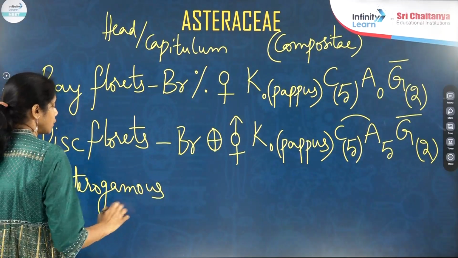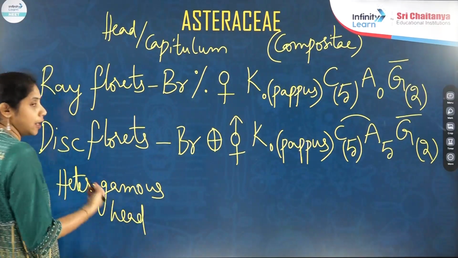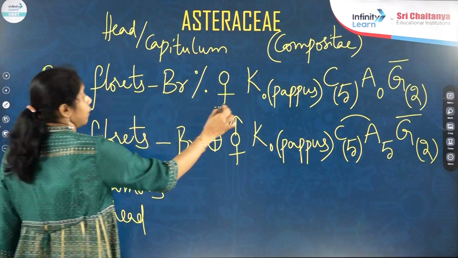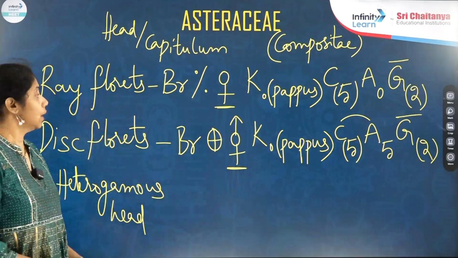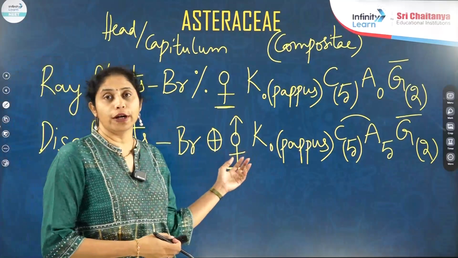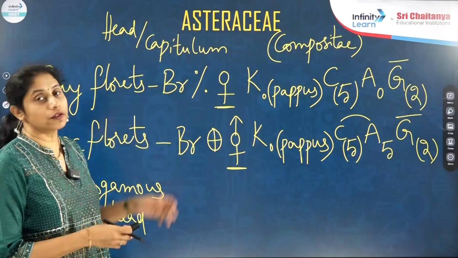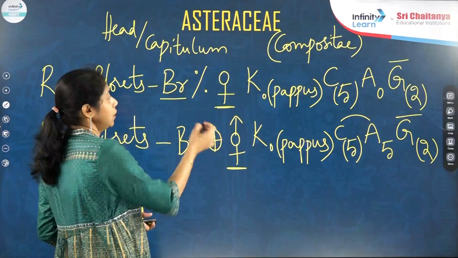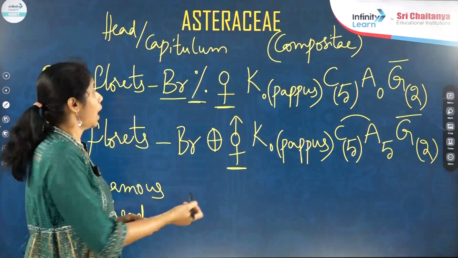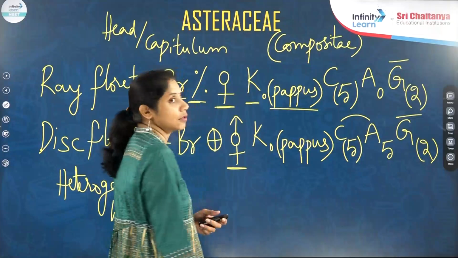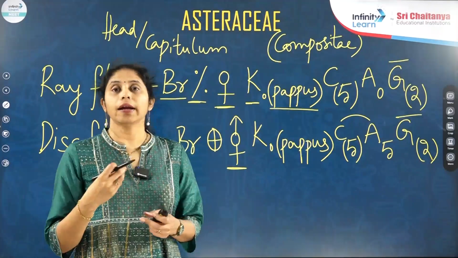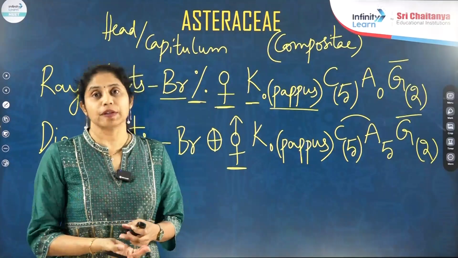In the sunflower, generally both the florets are present. In this, ray florets are female flowers and disc florets are bisexual flowers. Let us see the floral formula of the ray florets and the disc florets. Ray florets show the bract condition, they are zygomorphic, they are female flowers, and the calyx is modified into pappus. Pappus is hair-like structures which help in dispersal.